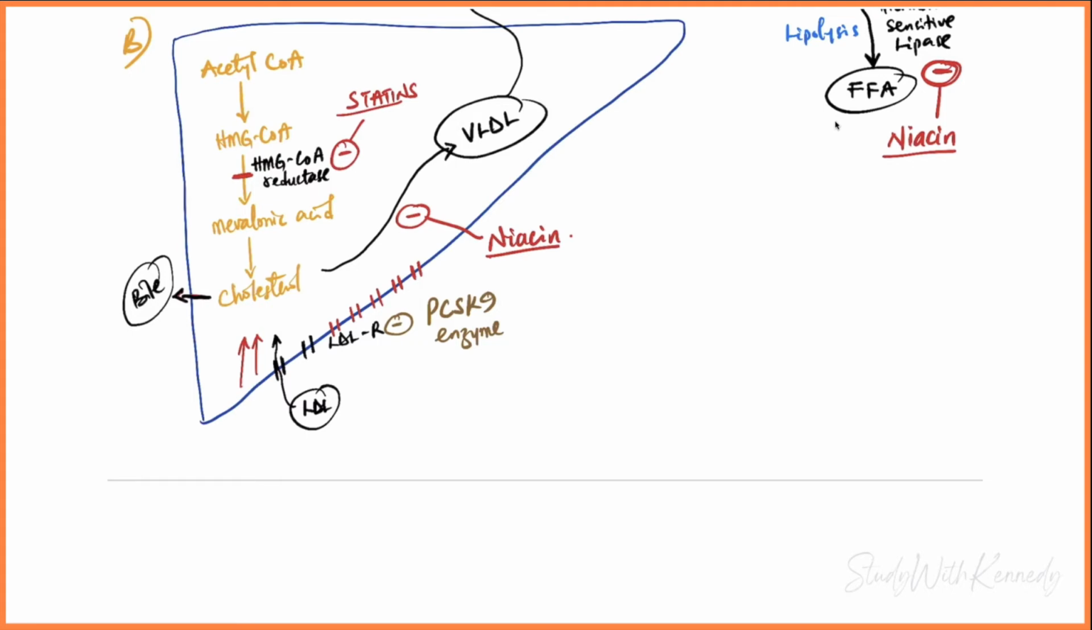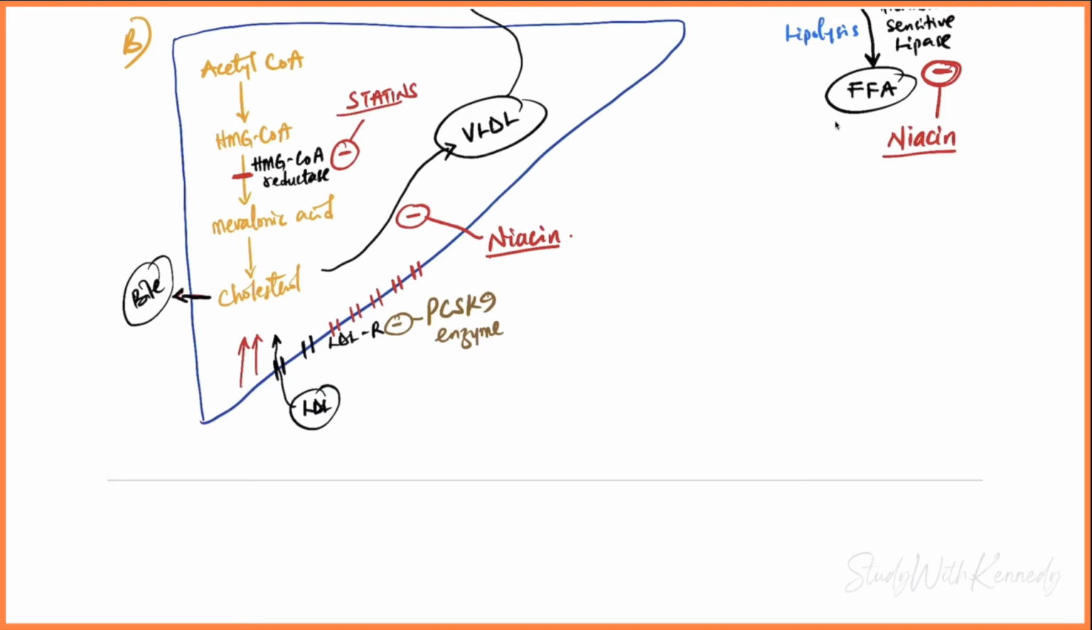What if we could get rid of the PCSK9 enzyme? Then we would have more LDL receptors. And that means our liver will be able to take up more LDL from the blood. And that would also mean we would have less cholesterol in the blood, or less LDL in the blood. Makes sense? PCSK9 enzyme inhibits LDL receptors. If we can take away the PCSK9 enzyme, we would automatically have more LDL receptors, and our liver will be able to take up more LDL from the blood, which is what we are looking to achieve.